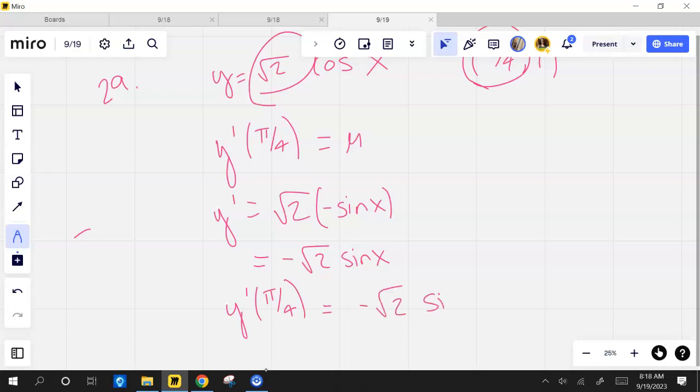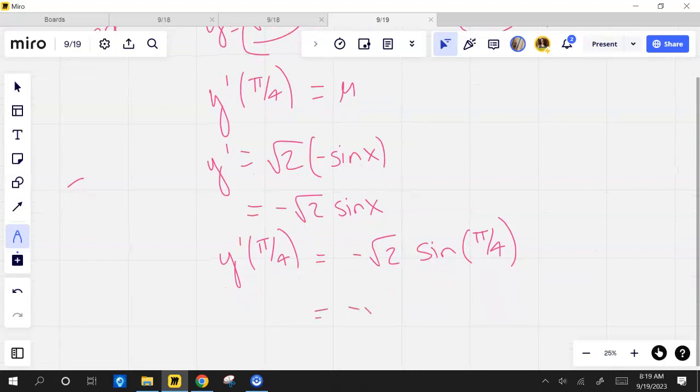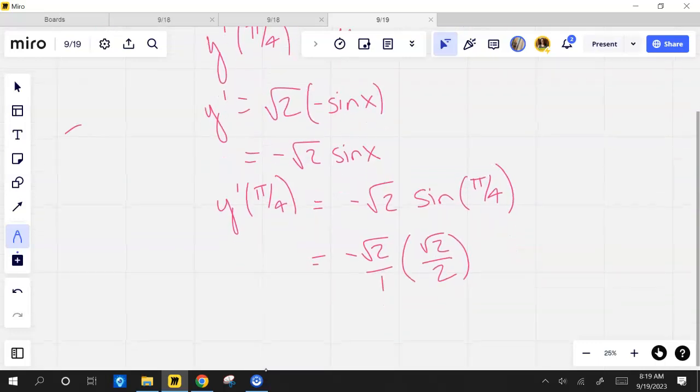Remember the over 4s are where the values are the same. I'm in quadrant 1. What's the sine value at pi over 4? Root 2 over 2. Y'all okay? Are y'all sleepy? Negative 2 over 2, which is negative 1. That is the slope, right? That's all I found is the slope.